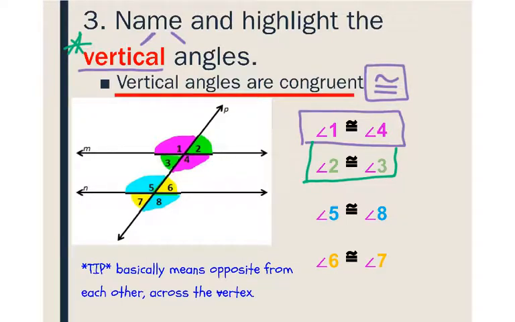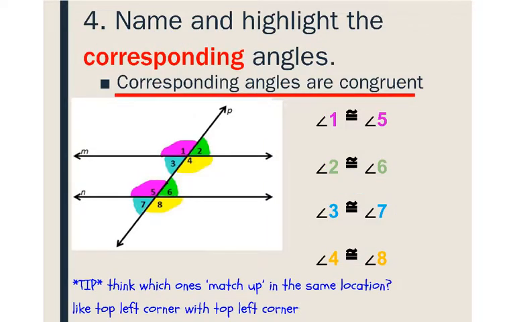Pretty cool, right? And I could go on with 5 and 8. They share the same vertex. They are congruent because they are vertical angles, as well as angle 7 and angle 6. So angle 6 is congruent to angle 7. So vertical angles, congruent.